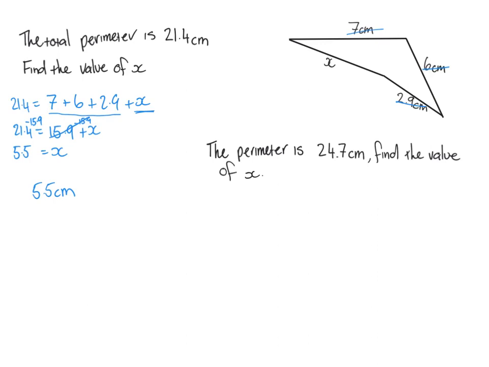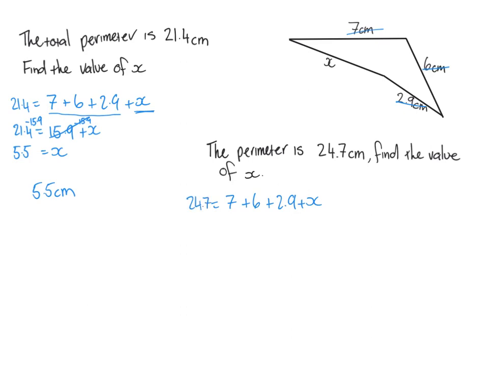But what happens if maybe the perimeter was a different value? So this time we're told the perimeter of this whole shape is 24.7, so it's a different number this time. Let's follow the same steps to find the value of x. So our first step is to write out our perimeter formula. So it would be 7 plus 6 plus 2.9 plus x, and we know that the perimeter is actually equal to 24.7, so we can write that in, 24.7.